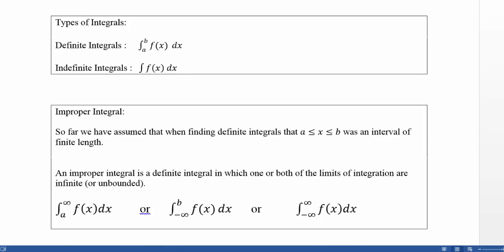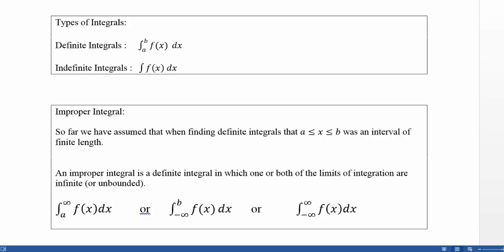Up until this point, we've been looking at two types of integrals. The first type is the definite integral. Definite integrals have numbers on the bounds, and they represent the area under the curve. When we calculate these, we expect a numerical answer.